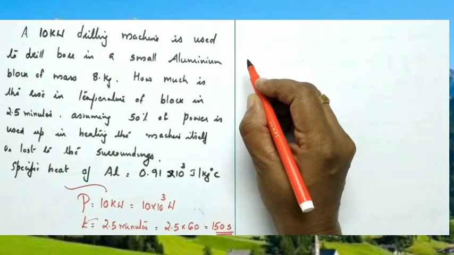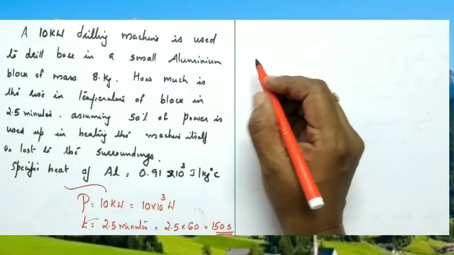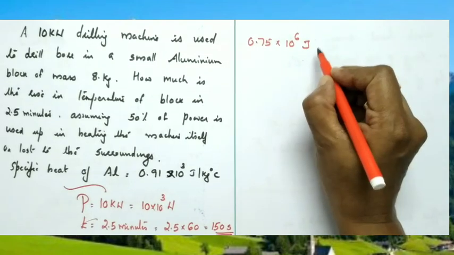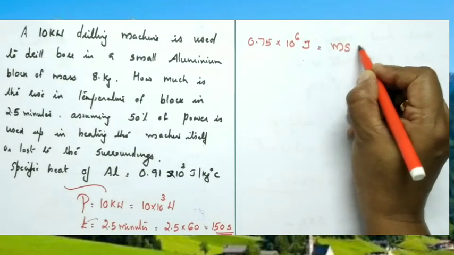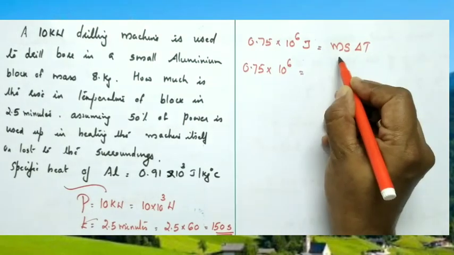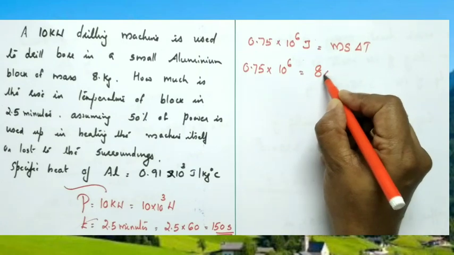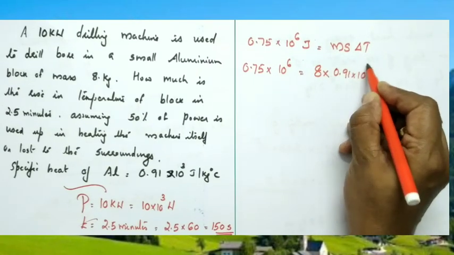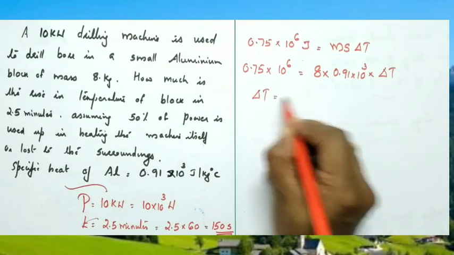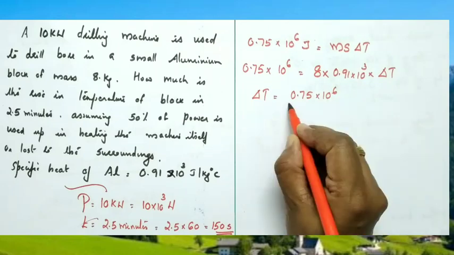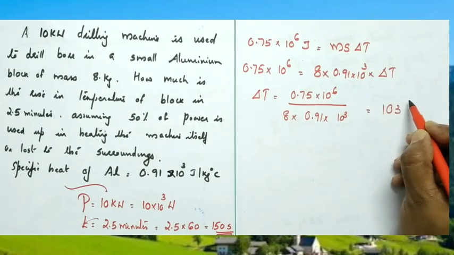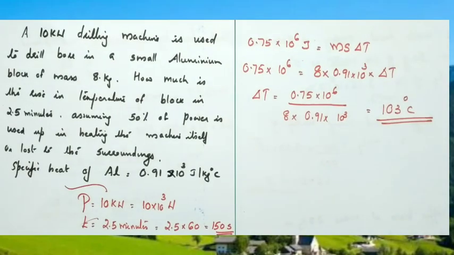The energy absorbed by the aluminium block is used for changing its temperature. So 0.75 into 10 raised to 6 joule of energy is given to the aluminium block so that its temperature changes. Using m s delta T, we have to find the change in temperature. So 0.75 into 10 raised to 6 is equal to the mass of aluminium, 8, into the specific heat capacity of aluminium, 0.91 into 10 raised to 3, into delta T. How much is the rise in temperature? Delta T equals 0.75 into 10 raised to 6 divided by 8 into 0.91 into 10 raised to 3, and after simplification you will get 103 degrees Celsius. So this is the change in temperature. Okay, children.